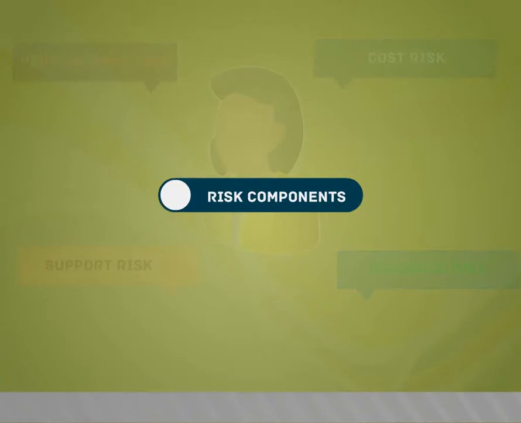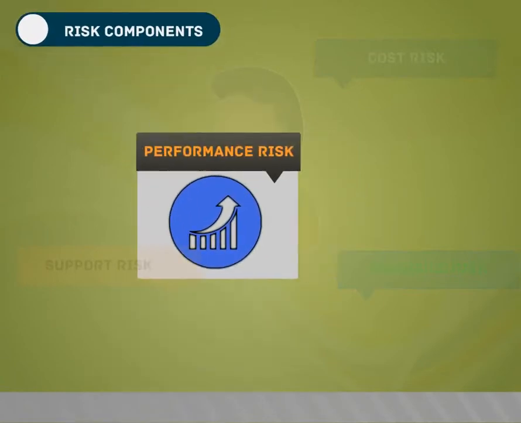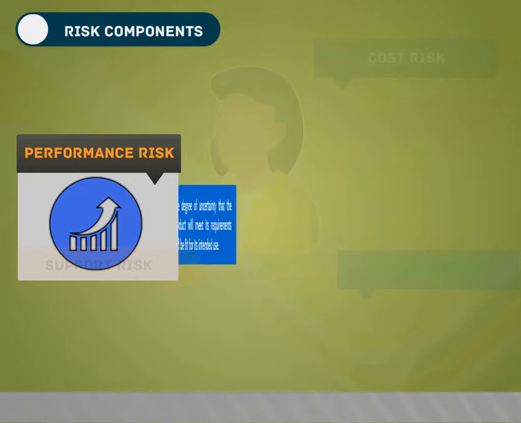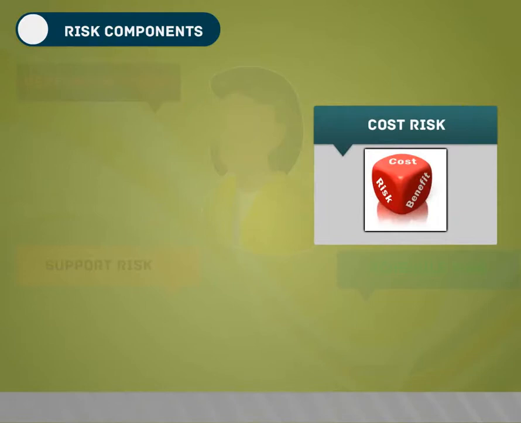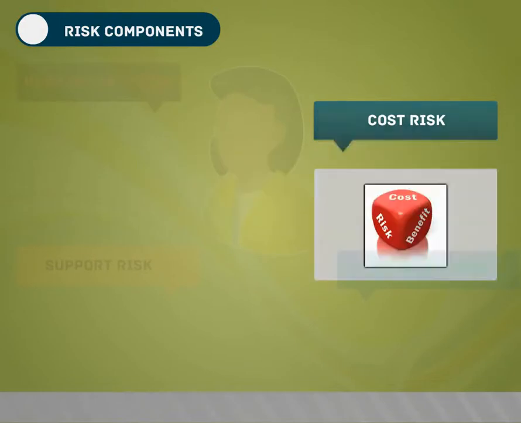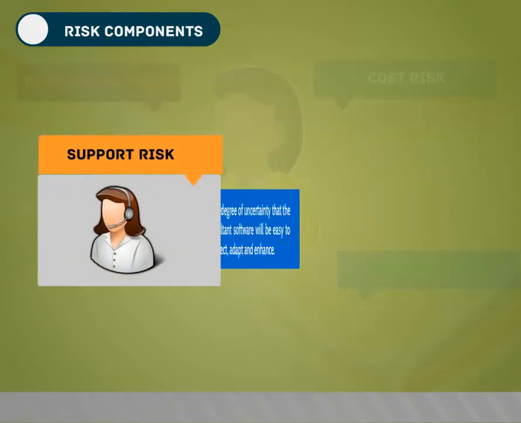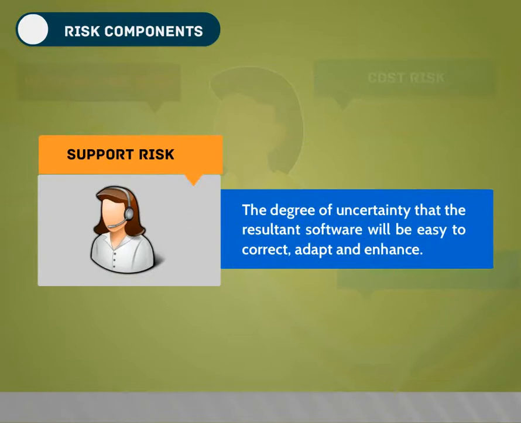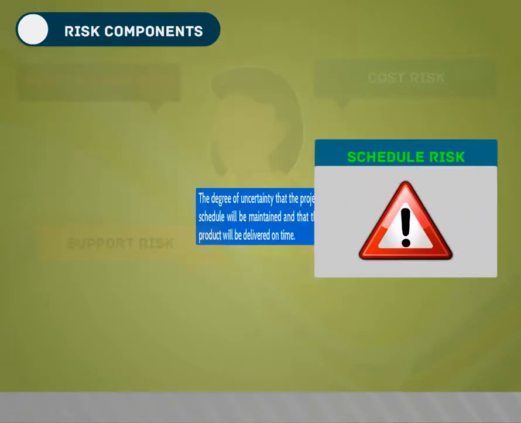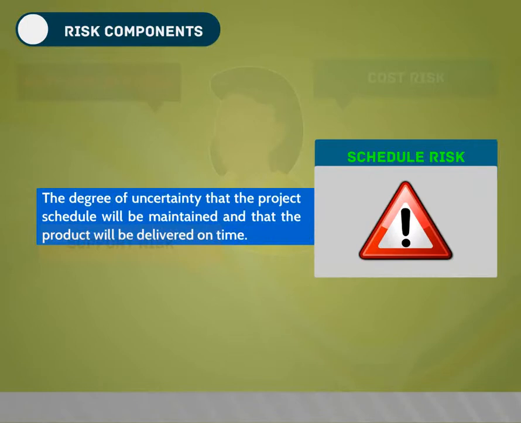Risk components. Performance risk: the degree of uncertainty that the product will meet its requirements and be fit for its intended use. Cost risk: the degree of uncertainty that the project budget will be maintained. Support risk: the degree of uncertainty that the resultant software will be easy to correct, adapt, and enhance. Schedule risk: the degree of uncertainty that the project schedule will be maintained and that the product will be delivered on time.